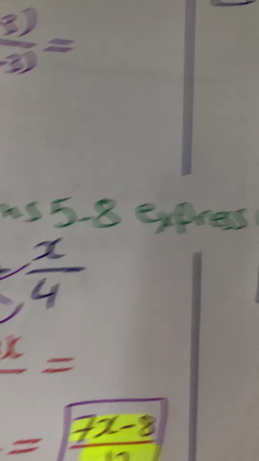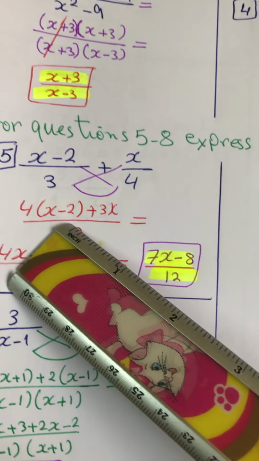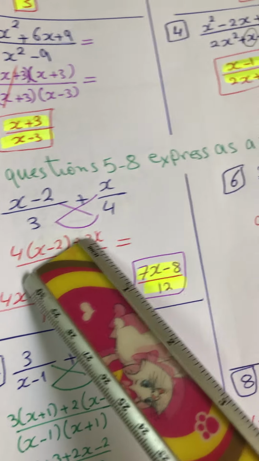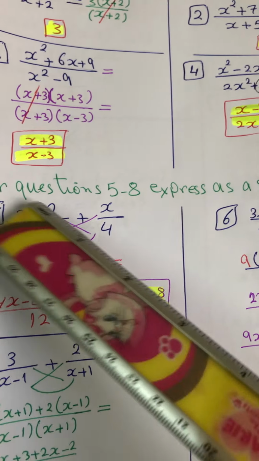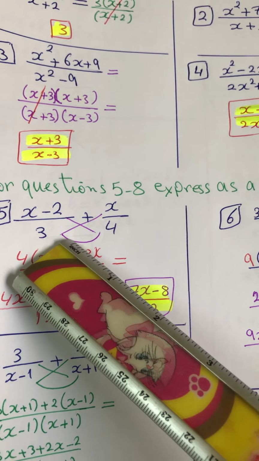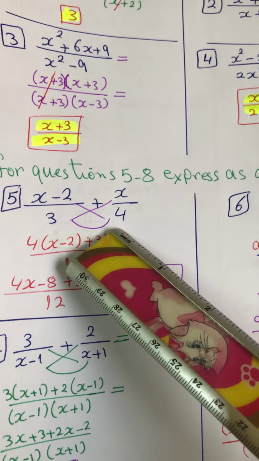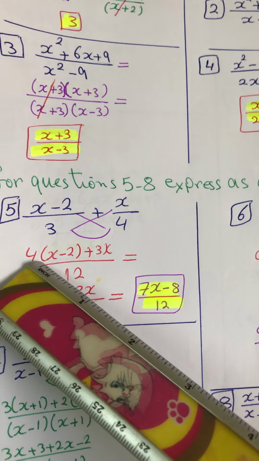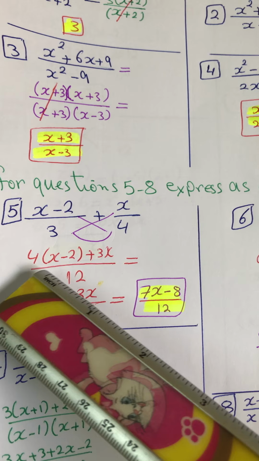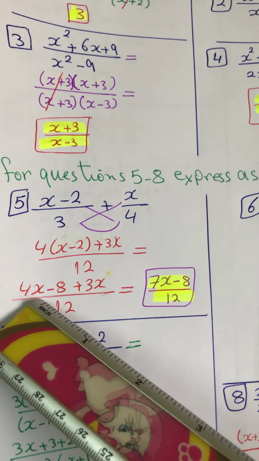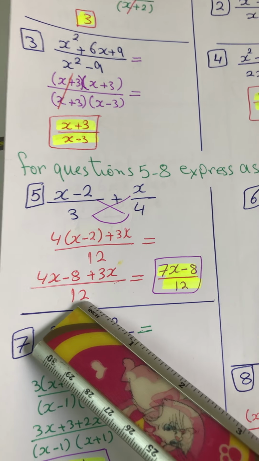So here, I am still in exercise 7, page 371. Number 5. I have addition between two fractions, x minus 2 over 3 plus x over 4. I'll make the cross multiplication we used to do to make common denominator. 3 times 4 equal 12. And up 4 multiply open brackets x minus 2 plus 3 multiply x. Now distribute the 4. 4 times x equal 4x. 4 times negative 2 equal negative 8 plus 3x, like this, and down is still 12.